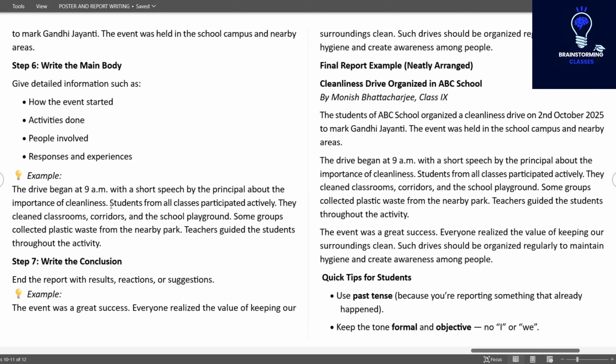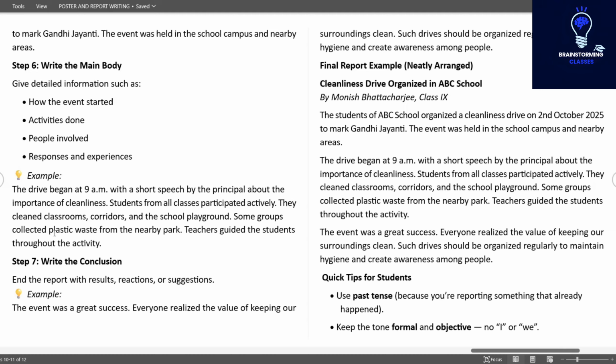First, the principal gave a speech at 9 a.m. and the event started. Number one. Number two, students from all classes participated, every student from every class. Number three, the activities: they cleaned the classrooms, corridors, and the school playground, and some groups collected plastic waste from the nearby park. Teachers guided the students throughout the activity. So these are the people who were involved.